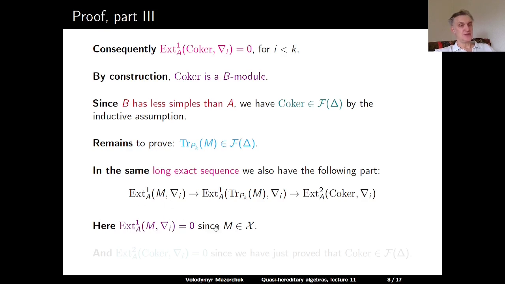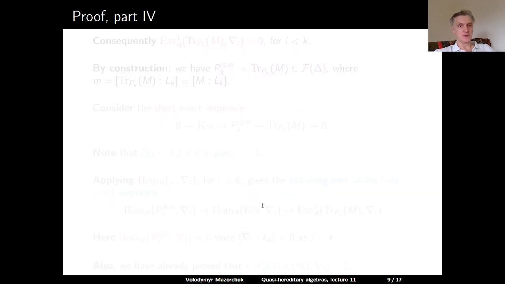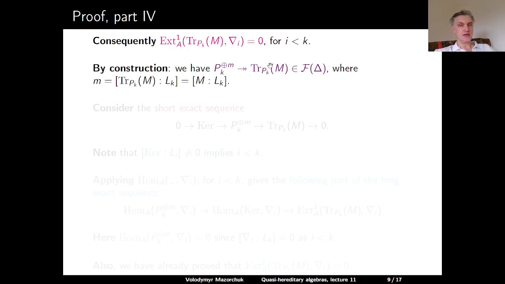So the left-hand side is 0 because M belongs to x, and the right-hand side is 0 because we just proved that the cokernel has a delta filtration, and so all Ext into nabla vanish. But then this means, due to the exactness of the sequence, that the middle term is also 0. So we just proved that the first Ext from our trace into any nabla I where I is smaller than k is 0.